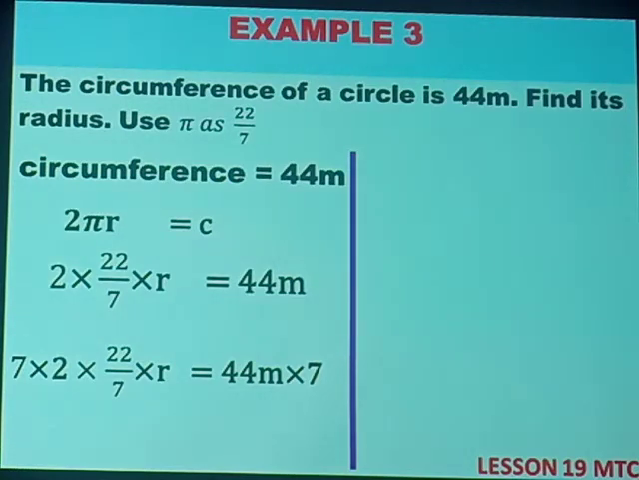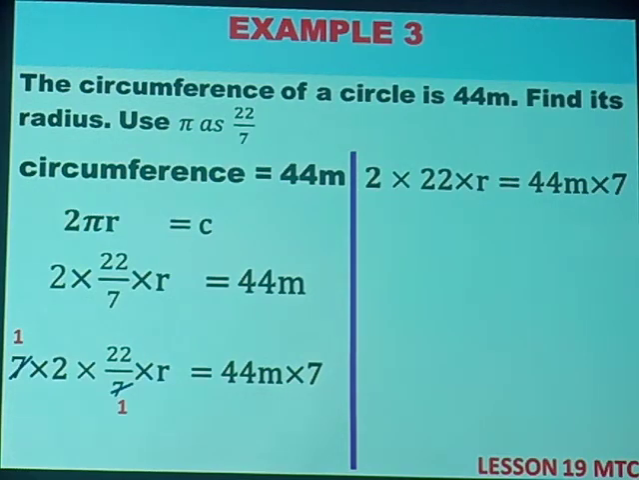In our next step, we shall multiply 7 on both sides, the denominator. Whereby we shall have 7 times 2 times 22 out of 7 times the radius. This is equal to 44 meters times 7. We shall divide by 7. 7 divided by 7 equals 1. In our next step, we shall have 2 times 22 times the radius. This is equal to 44 meters times 7.